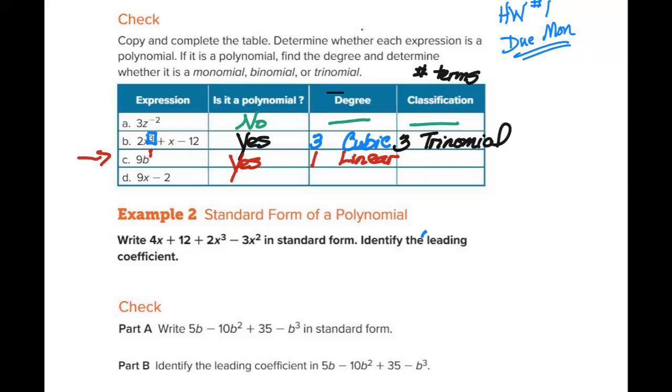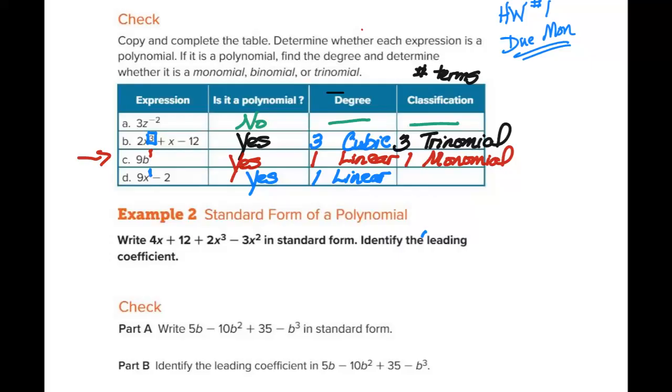How many terms do I have? 1, and what's that fancy name? Monomial. And the last one, 9x minus 2. Is that a polynomial? Johan? Yes, it is. Okay, what is its degree? Callie, what do you think? 1, that is correct. Very good. This has a 1 on it. That means it is a linear. And Kaylee, how many terms?